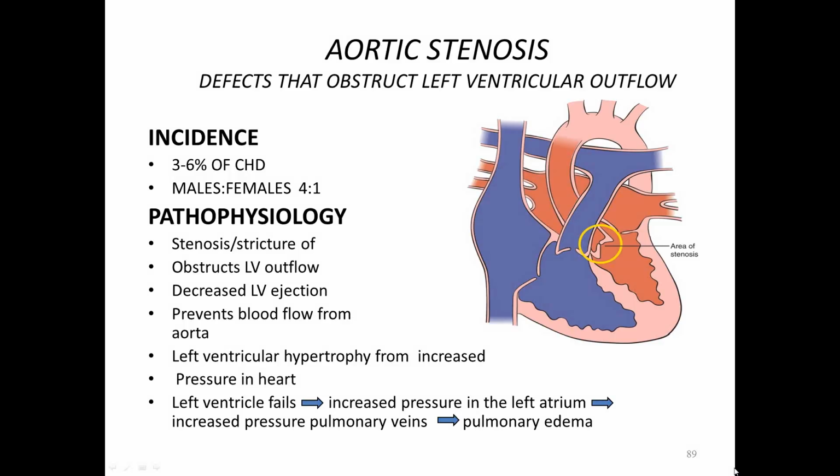As we look at aortic stenosis, the incidence is approximately 3 to 6% of the congenital heart defects. It can occur singularly, and it also can occur with other types of defects. It does tend to run more in males than females, 4 times more prevalent in males than in females.